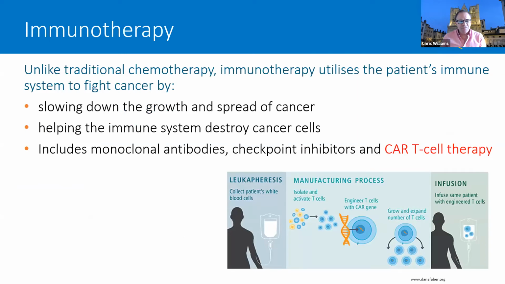And the fifth one is immunotherapy. So unlike traditional chemotherapy, which works on any rapidly dividing cells, immunotherapy usually utilizes the patient's own immune system to fight the cancer. And that might be by slowing down the growth and spread of the cancer, or helping the immune system destroy cancer cells, switching them on, making them recognize that as foreign, and helping the immune system itself do the job. So this includes things such as monoclonal antibodies, checkpoint inhibitors, and CAR T-cell therapy.